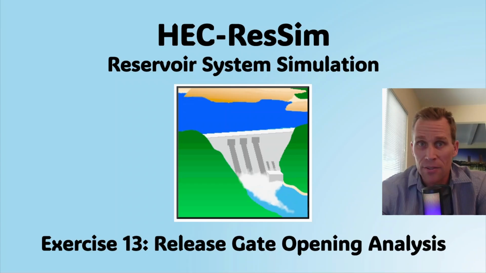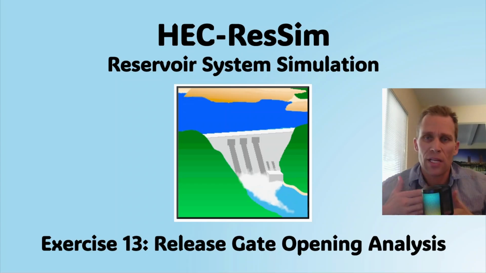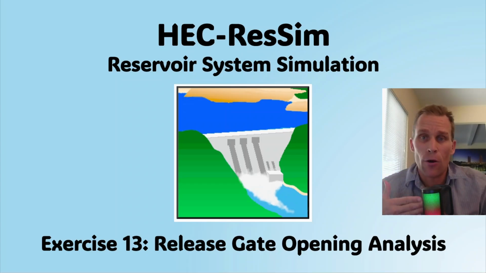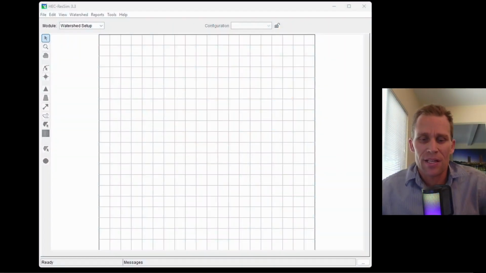And in this exercise, we're going to be talking about release gate opening analysis. So if we have a reservoir with a constant release from a gate, from an outlet, and that release is less than the maximum capacity out of that outlet, the question we want to analyze in this exercise is what percentage of that gate should be open, or what length should be open, to achieve that desired reservoir release. So that's what we're doing in this exercise.